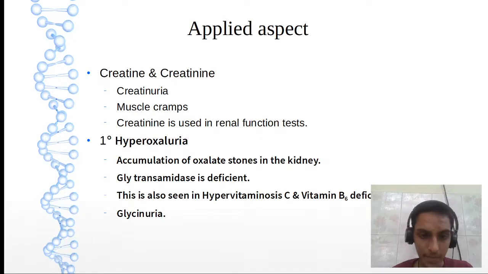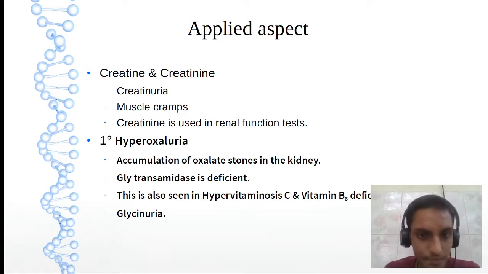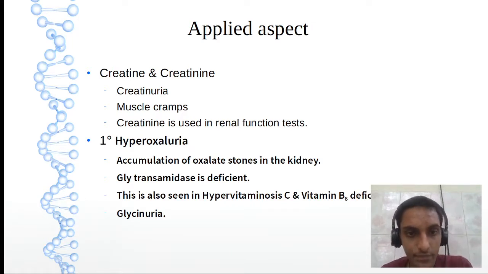Now, applied aspect, we have creatine and creatinine. So what is the importance? Creatine is formed during muscle breakdown, okay? And if deficient, causes muscle cramps. If excess in the urine, it forms creatinuria. And creatinine is used in the renal function tests, that is in the form of creatinine clearance, okay?